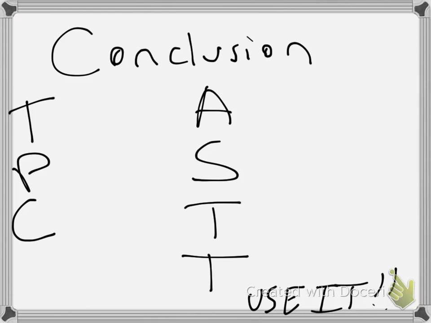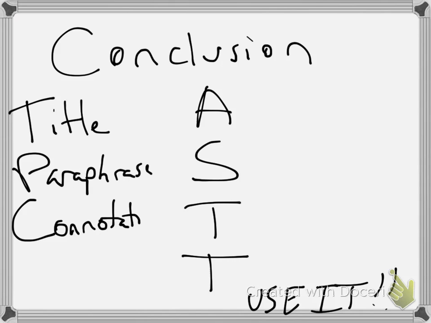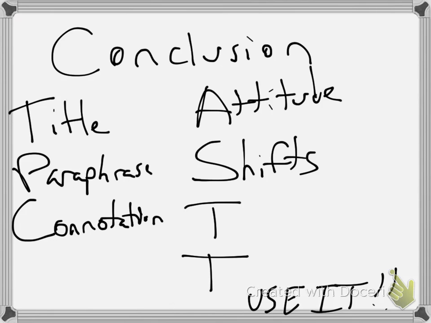So, in conclusion, we have TPCASTT. So yours, once again, is the title, paraphrase, which means translate, connotation, where you're looking for the feelings, the diction, the idea of the word, attitude, what does the speaker feel towards this subject, shifts, so you're looking for these shifts to know when things change around, if there's going to be any differences between the lines. Title again, and then finally theme.